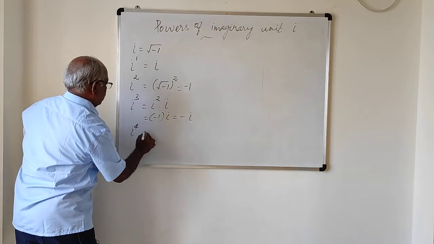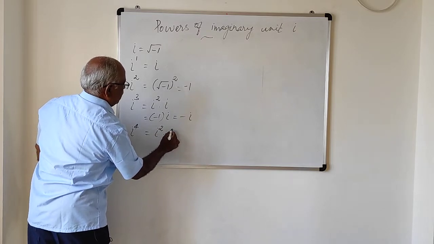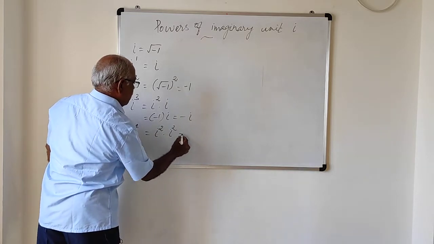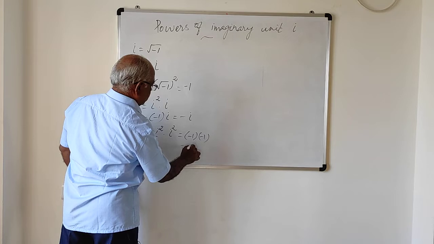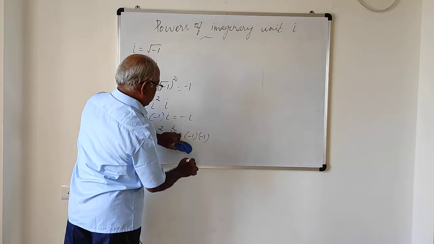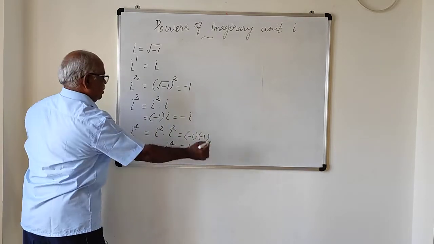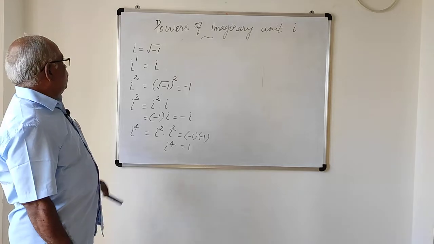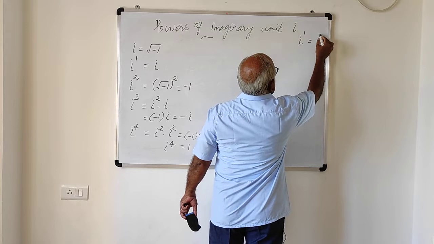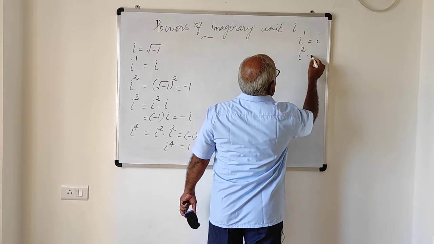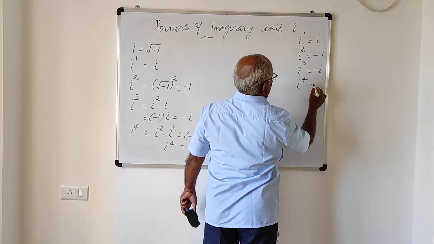Then i power 4. I can write it as i square into i square. This is minus 1 into minus 1, which is equal to 1, because minus and minus make plus, since i square is minus 1. Therefore i power 4 is 1. So we find the values: i power 1 is i, i square is minus 1, i cube is minus i, and i power 4 is equal to 1.